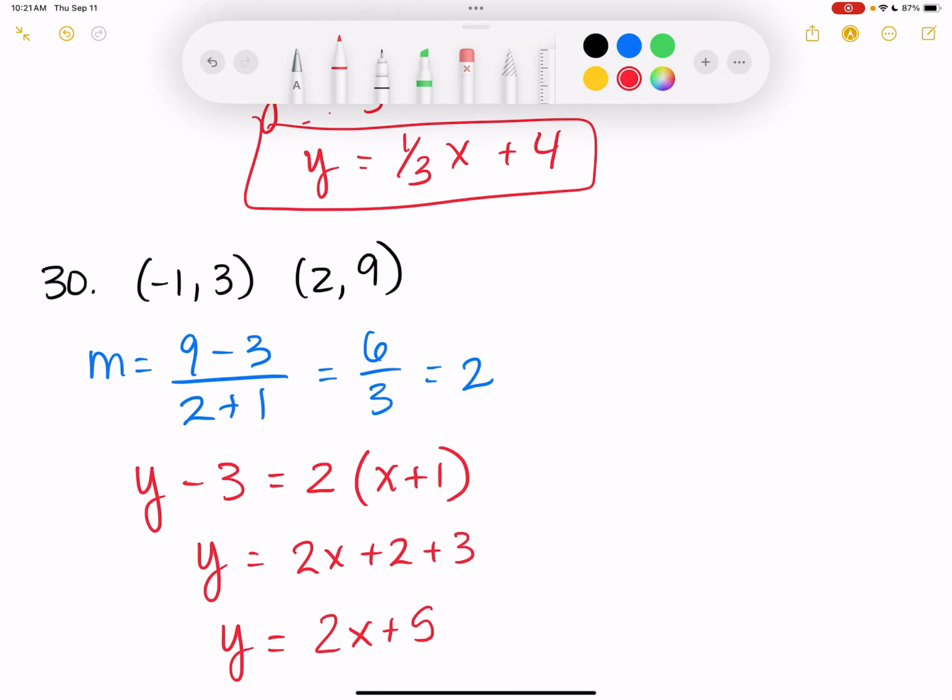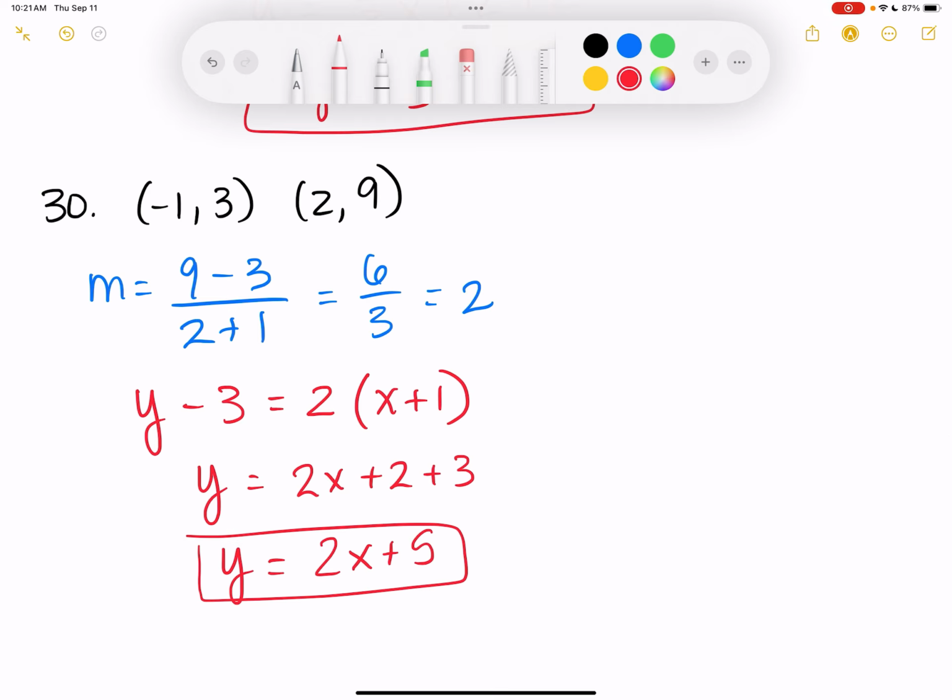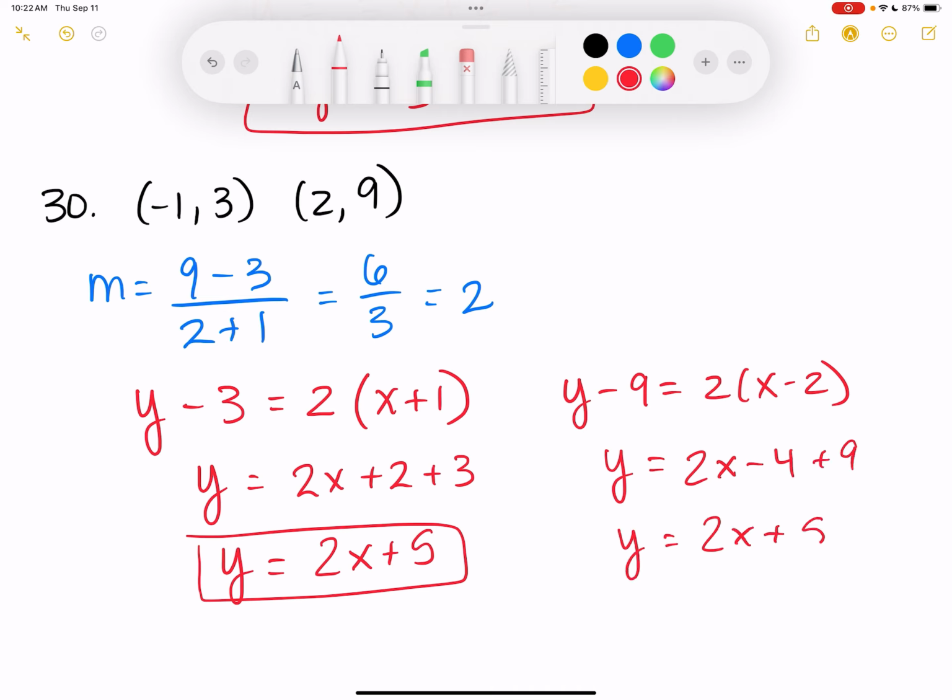Now, if you want me to prove to you that the other point would give you the same final answer, y minus 9 equals 2 times x minus 2. y equals 2x minus 4 plus 9. y equals 2x plus 5. So either point will work.